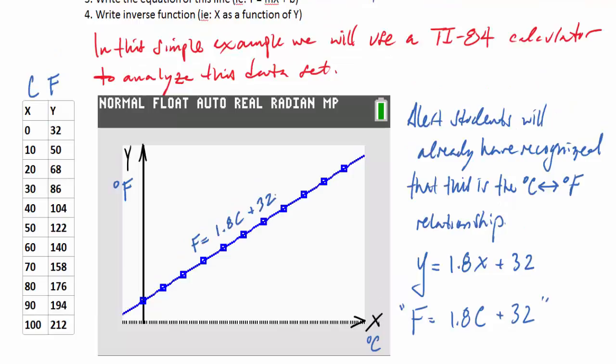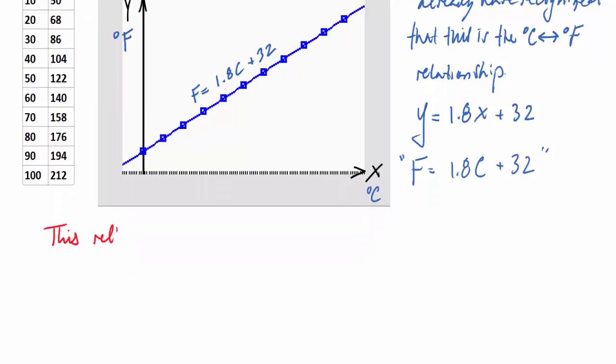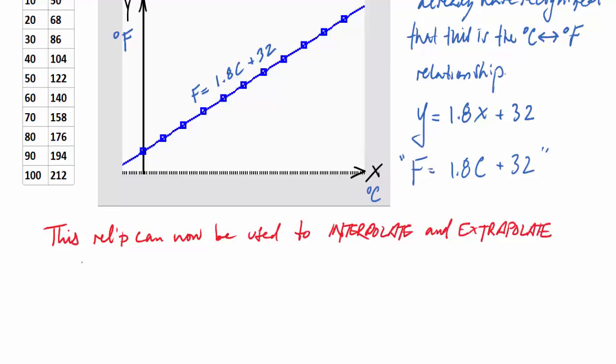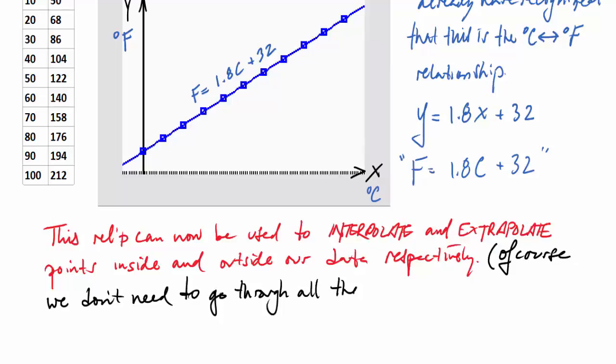Of course, real data probably has some noise in it, not such a straight line as this, but certainly that's what we're trying to learn here. So this relationship can now be used to interpolate, which is to calculate between, and extrapolate, to calculate outside points in and out of our data set here. Of course, you don't need to go through all this to calculate degrees Celsius and Fahrenheit conversions.